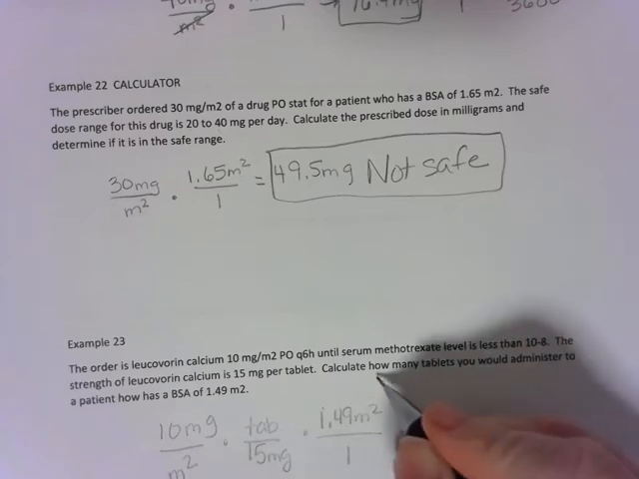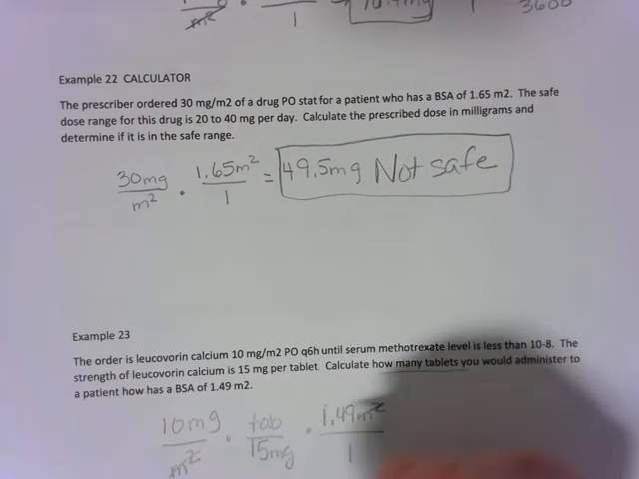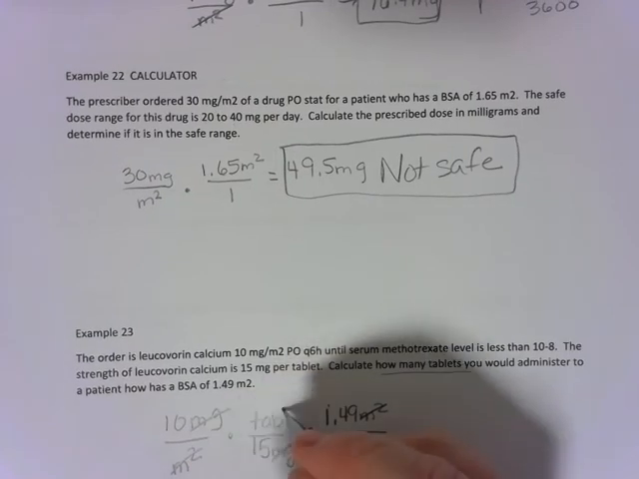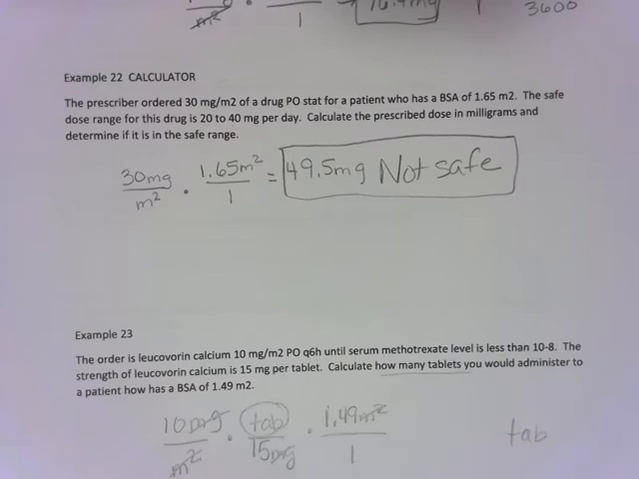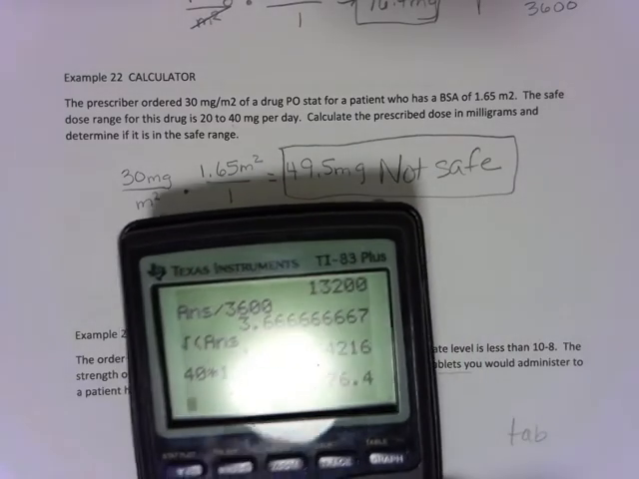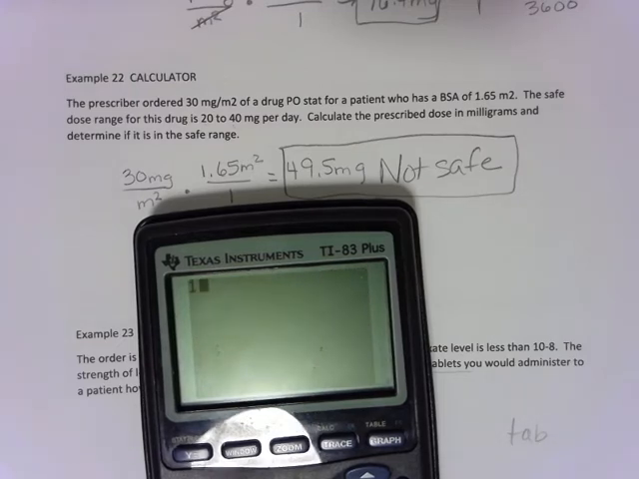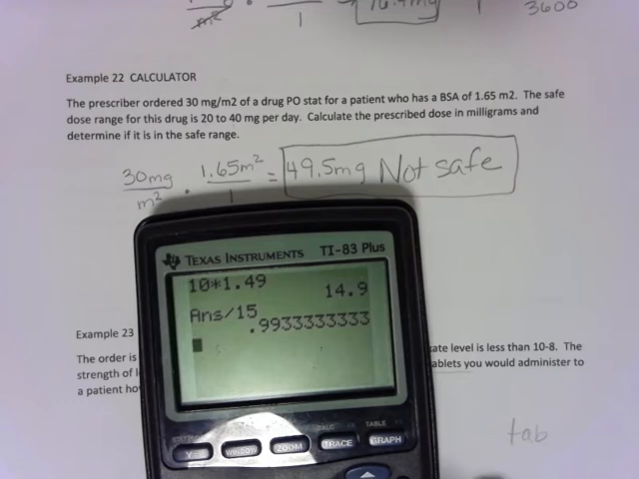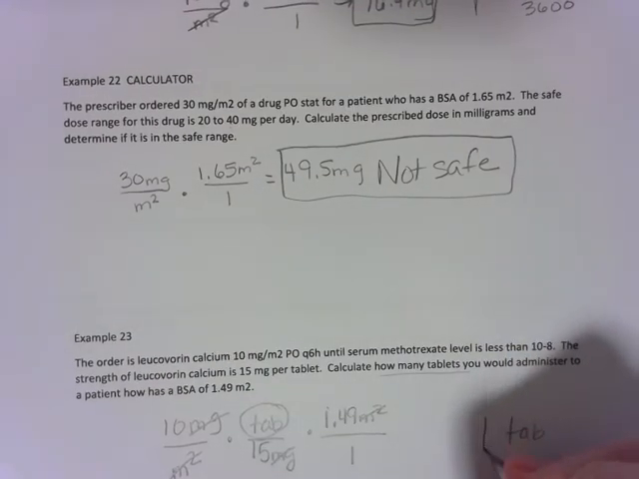So we're looking at how many tablets. So our answer will be in tablets. So I take 10 times 1.49, divide that by 15, and since it's in tablets, I'm rounding my 0.99 up to 1 tablet.